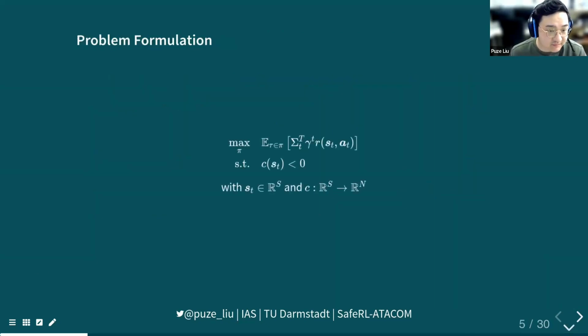And in this kind of setup, we usually call it the safe exploration problem, where you want to maximize the expected cumulative reward while satisfying constraints at every time step.